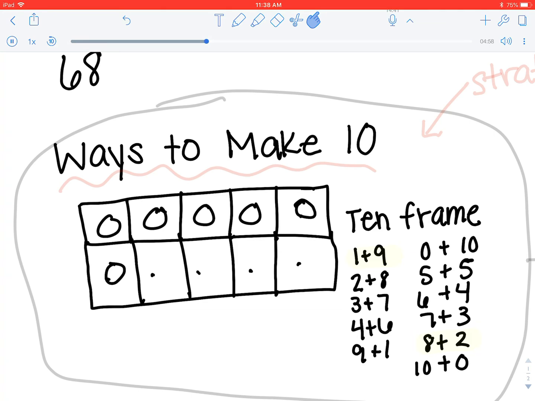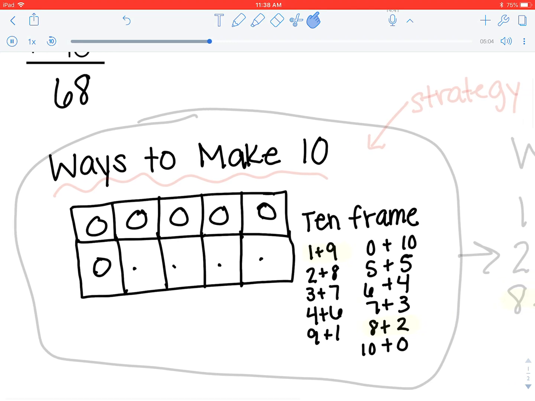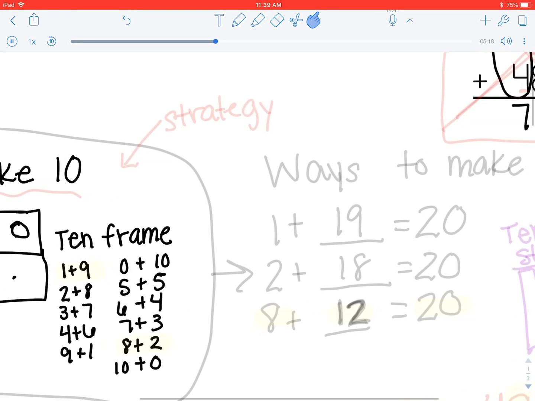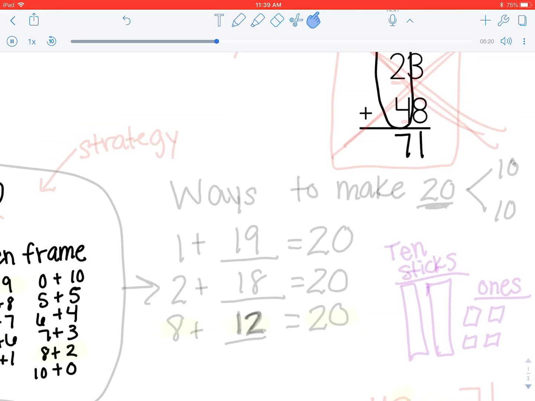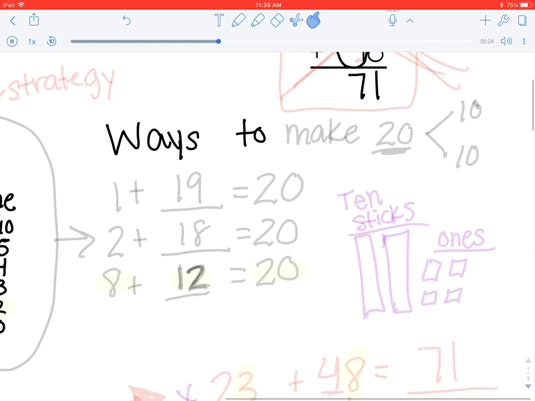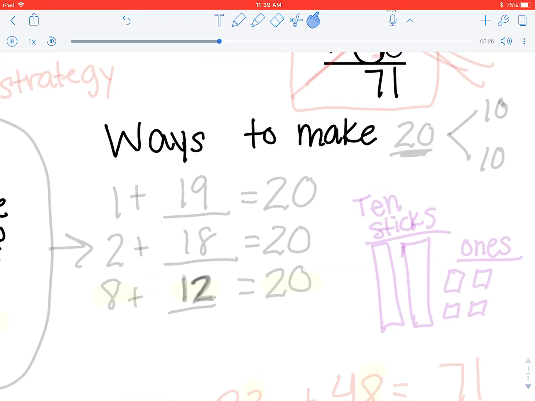And understanding that it doesn't matter the order: if you have a 6 and a 4, you could also have a 4 and a 6. Knowing and understanding this will help them with double digits, because in second grade, students also need to understand and connect ways to make 20. So zoom out here. Students should connect that ways to make 20 are directly related to ways to make 10.